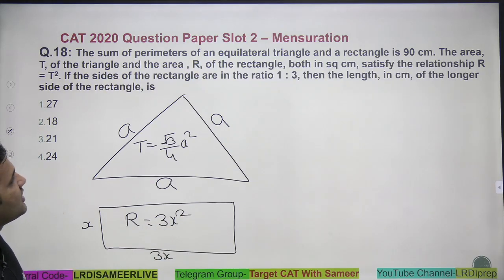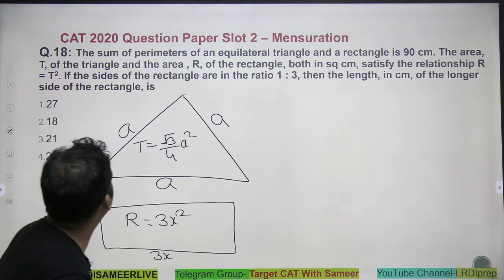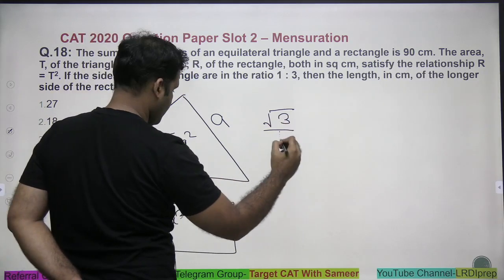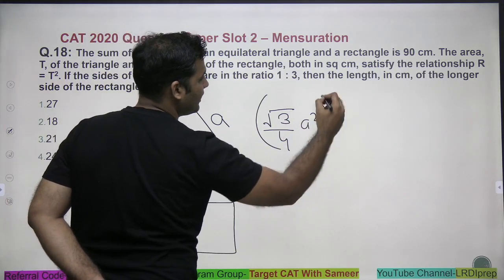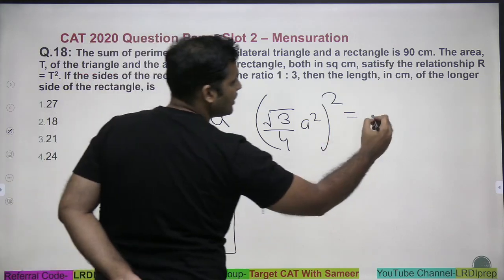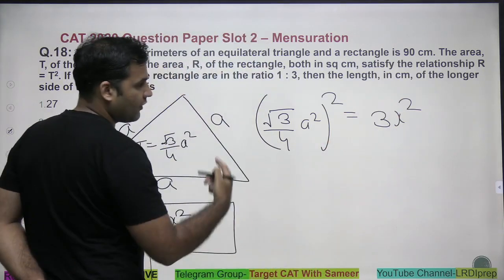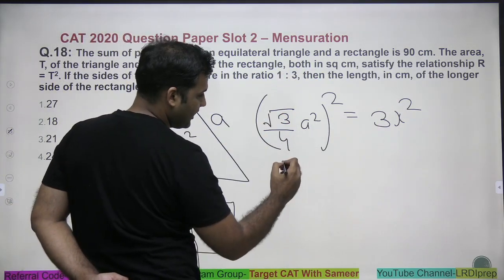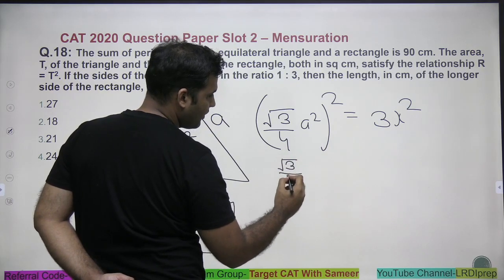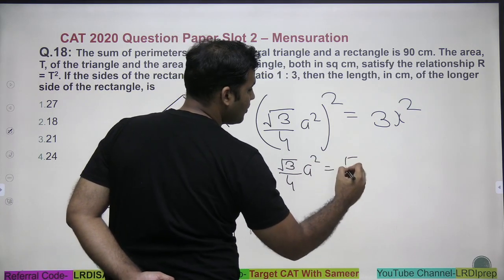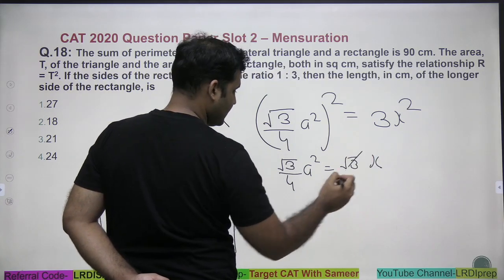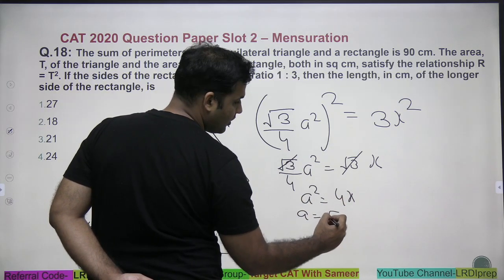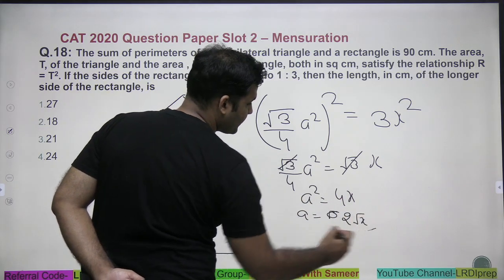Both in square centimeters satisfy the relationship that R is equal to T square. That means root 3 by 4 a square, the whole square, is equal to r, which is equal to 3x square. And if I solve it, t whole square is equal to 3x square. Can I say that root 3 by 4 a square will be equal to root 3x? This gets cancelled. A square will be 4x. So a will be equal to 2 times root x.